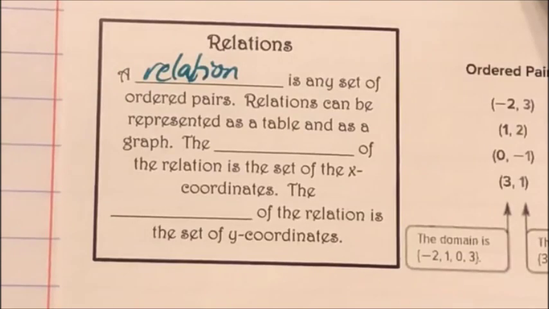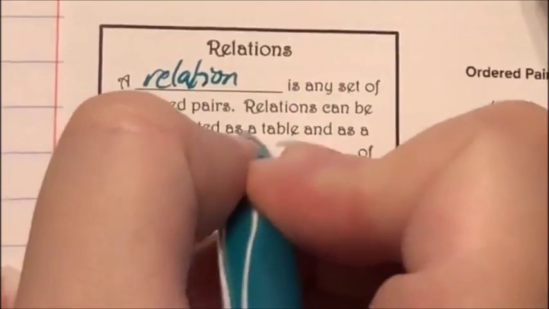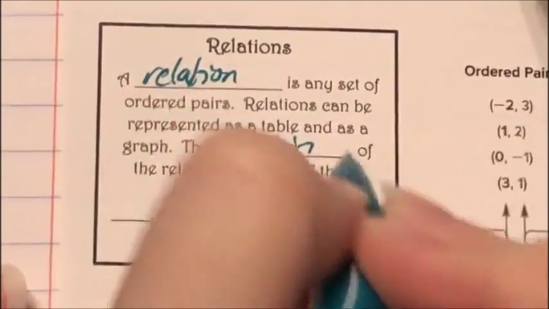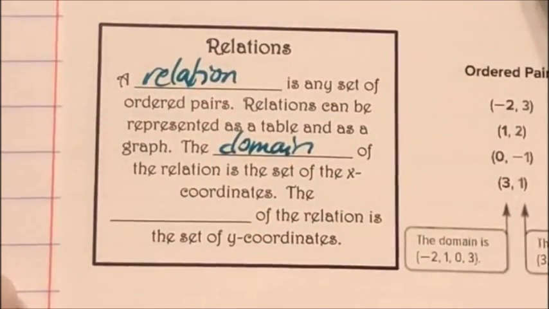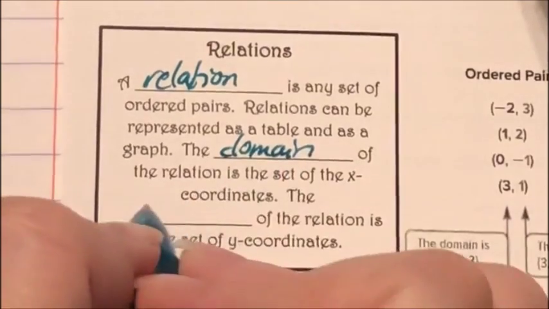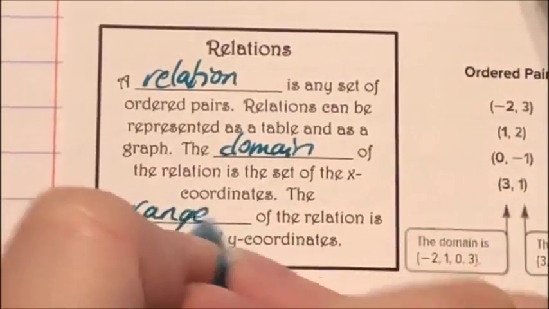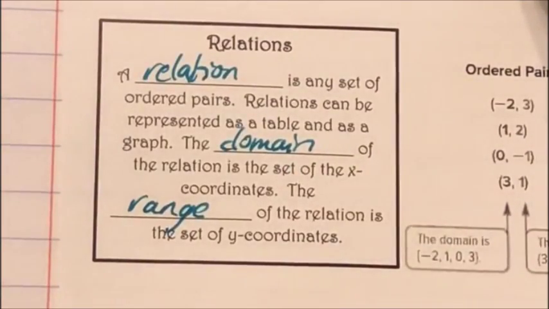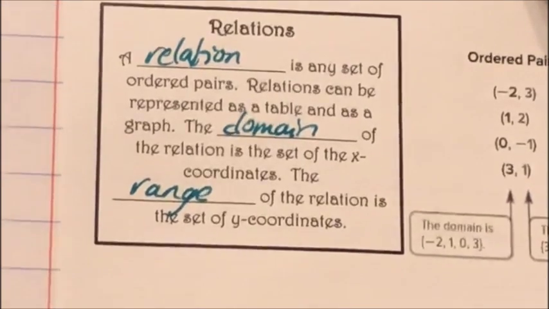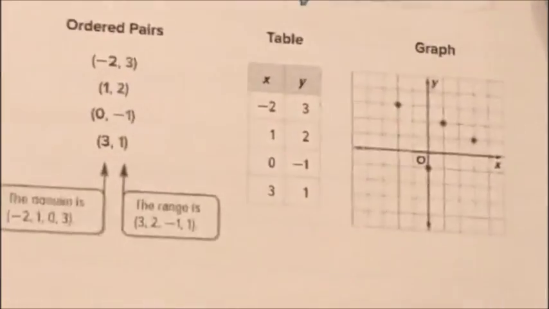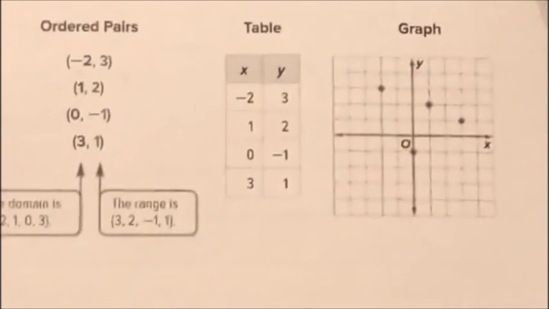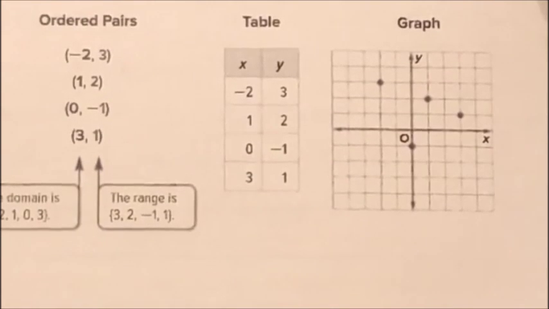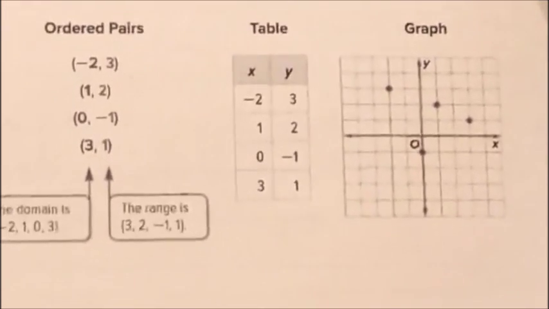The blank of the relation is the set of the x-coordinates. So that's the domain. And the blank of the relation is the set of y-coordinates. That's the range. So domain is x, range is y. So again, I can write relations as ordered pairs. I can put them in tables, or I can graph them. Okay. So let's look at some examples.